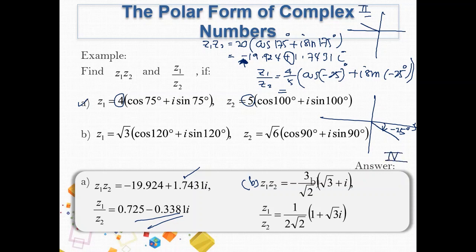Let us look at cos. Cos here will be positive, so that's why the answer is positive. But it is negative for sine, because only cos is positive in the fourth quadrant. Whenever it involves sine here, it should be negative. So that's why it is negative here. This is how you check the answer.